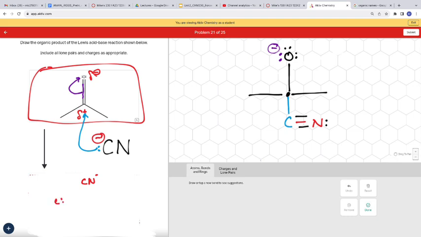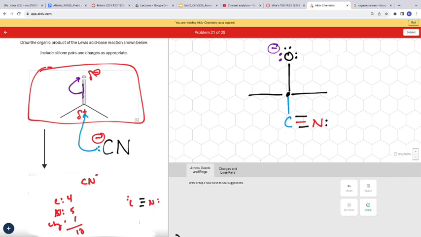Carbon has how many valence electrons? 4. Nitrogen has 5. As I wrote it backwards, the charge means I need to add 1, which means I need 10 electrons. Carbon, nitrogen, 2, 4, 6, 8, 10. Make a bond. My carbon's missing its octet. What happens? I make the triple bond.